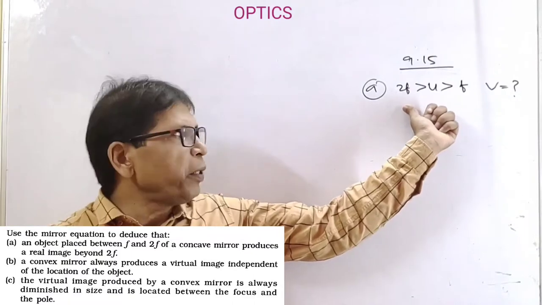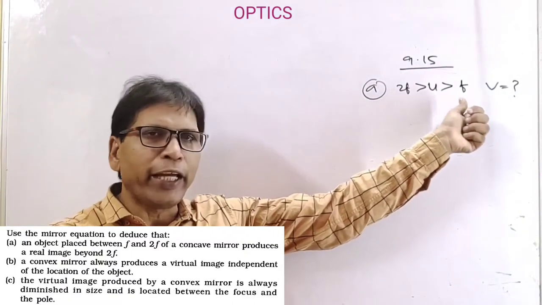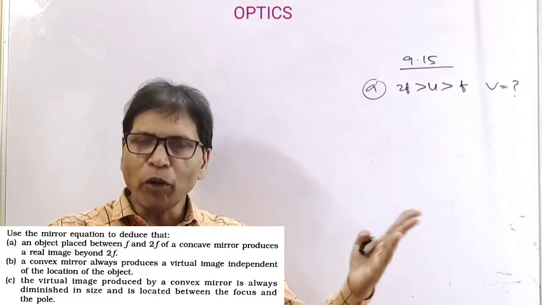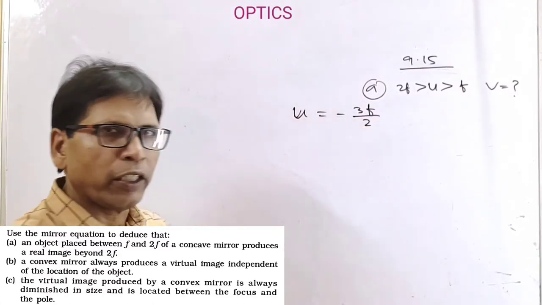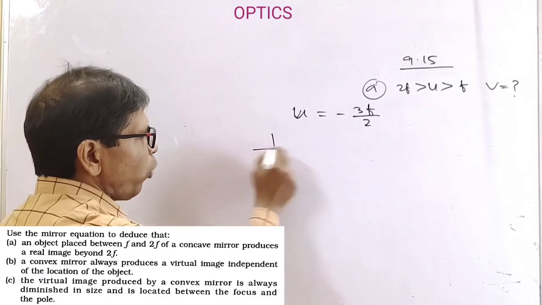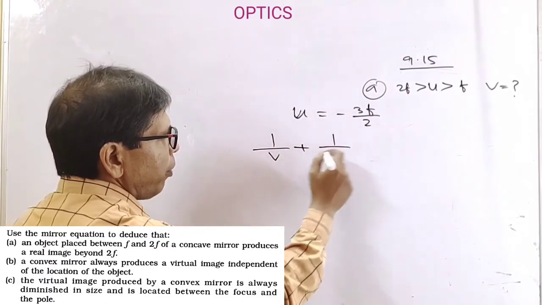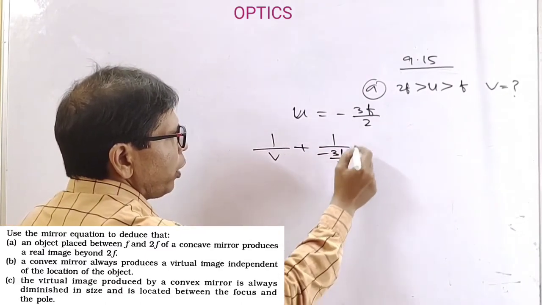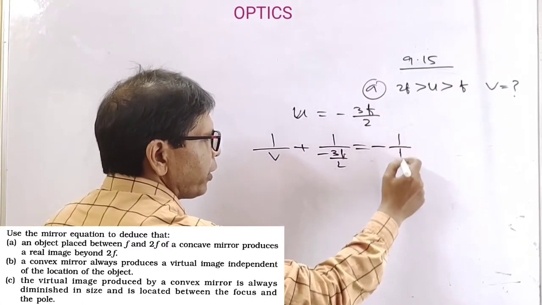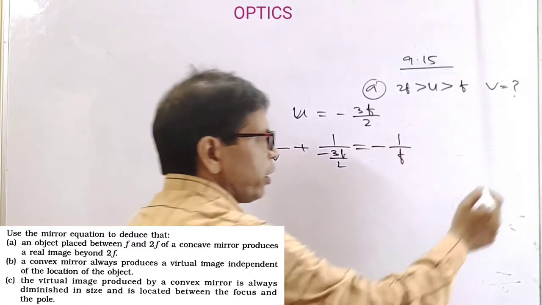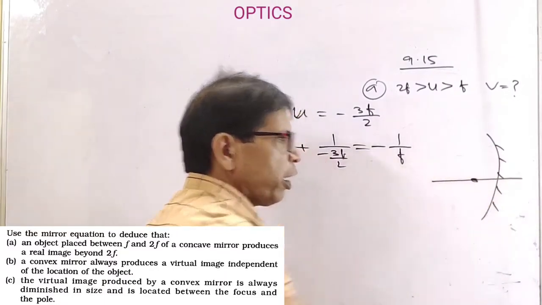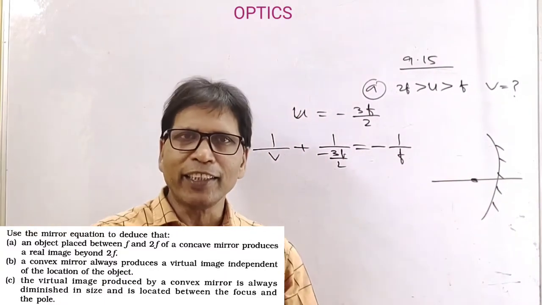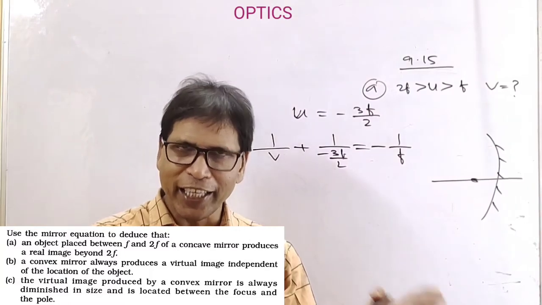Okay? Now look at this. In case of a concave mirror, the object lies between F and twice F. What will be the nature of the image? Suppose U be minus 3F by 2. So 1 by V plus 1 by minus 3F by 2 equals, for a concave mirror, F is negative. The focus of the concave mirror lies in front of the mirror, and we know all distances in front of the mirror are negative.